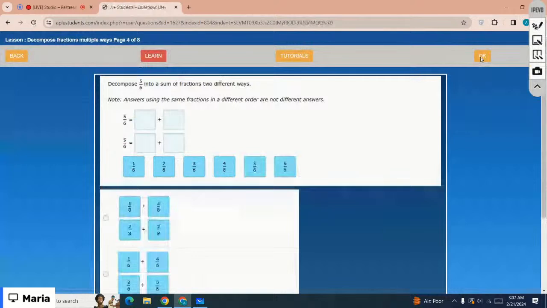The next one is decompose 5 by 6 into a sum of two fractions. So how do you make 5? Which is the correct option? How do you make 5 over 6? Which option is the correct one?